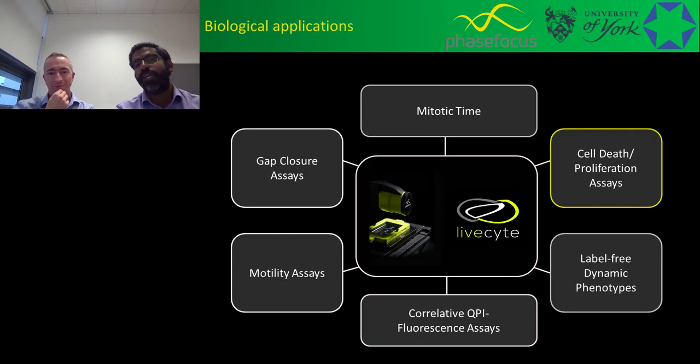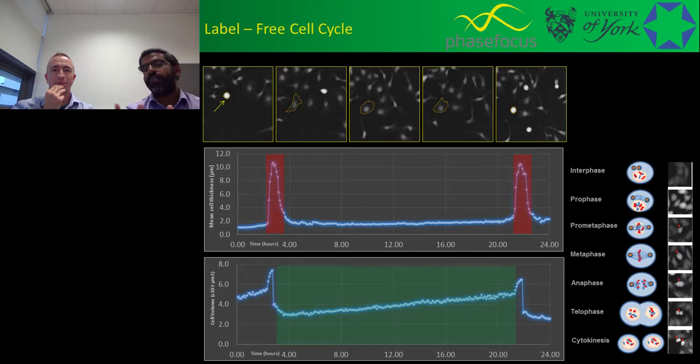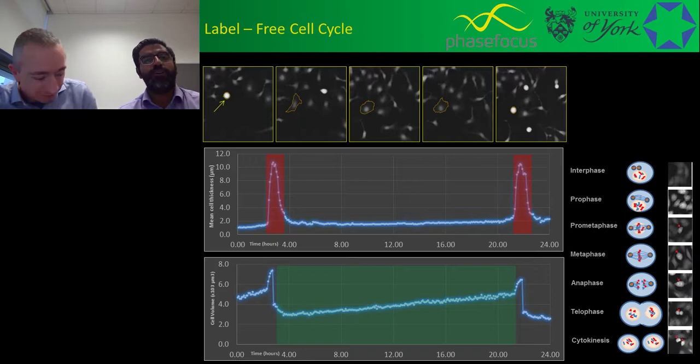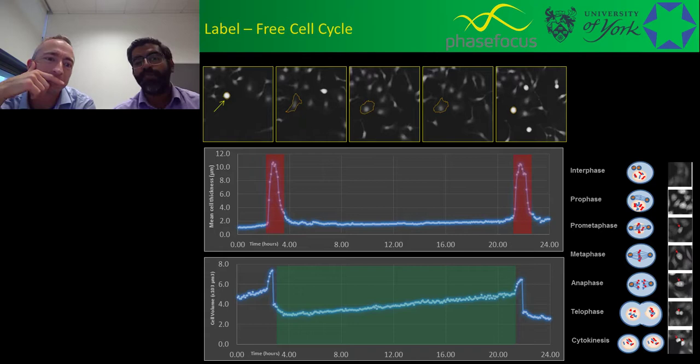So here we have a handful of applications for the LiveSight. It's not exhaustive, but I'll start with the cell death and proliferation assay. Let's focus on an individual cell to start with. We can track that cell throughout the time lapse. We can watch the cell divide. We can then track a daughter cell up until the next division event, and we can see what's happening to that cell.